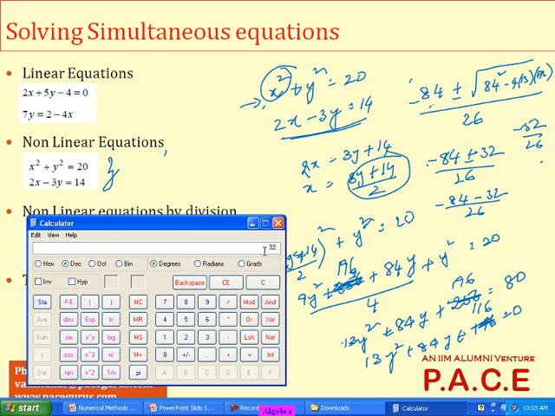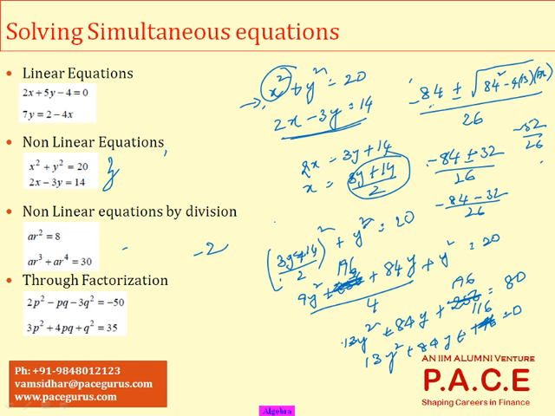So 116 by 26 is something like 4.46. Okay, so let's try using both of them. So I have two values for y here. One of those values is 4.46, whereas the other value for y is minus 2. Minus 4.46 and minus 2.